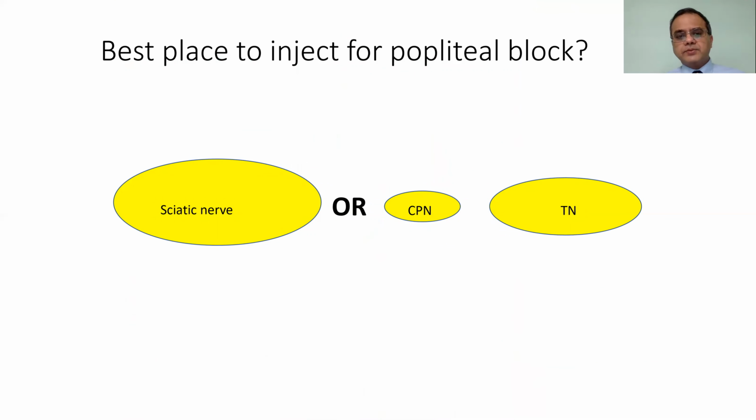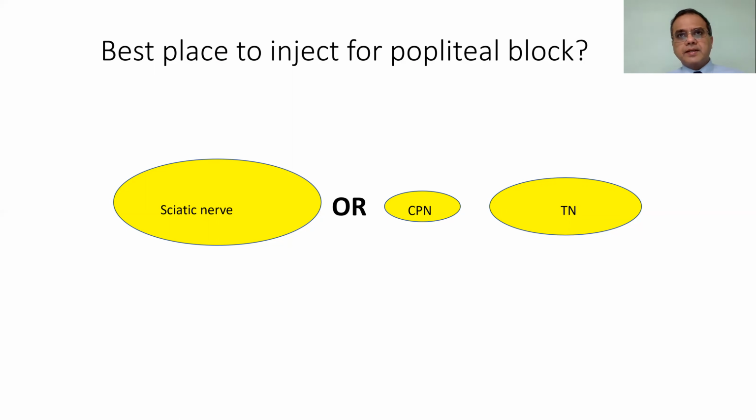Now, studies have shown that if you inject a local anesthetic around the individual components of the sciatic nerve, so as the sciatic nerve divides into tibial and common peroneal nerve, then the onset of the block is faster because the nerves are smaller and you have more surface area. So when you inject your local anesthetic, it acts quickly around the individual components.